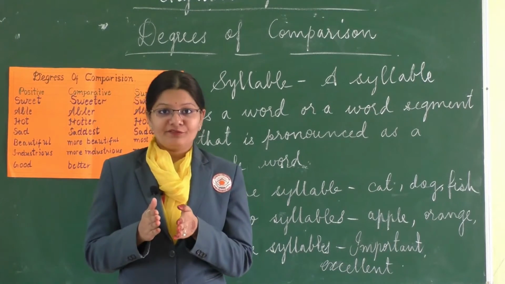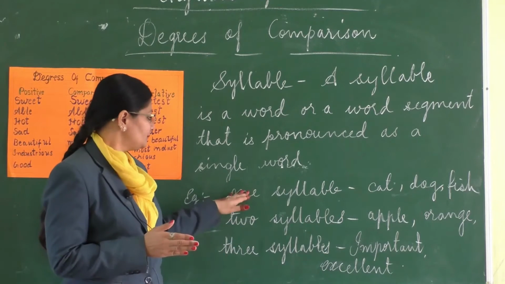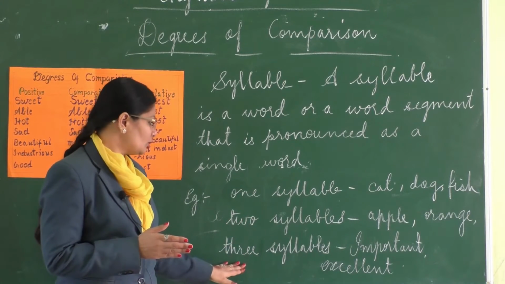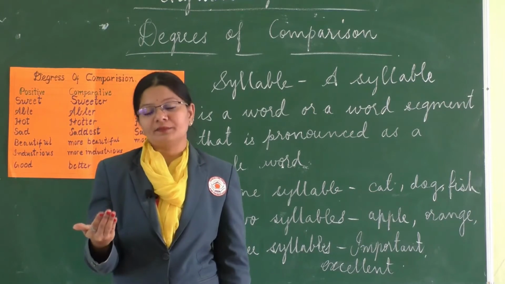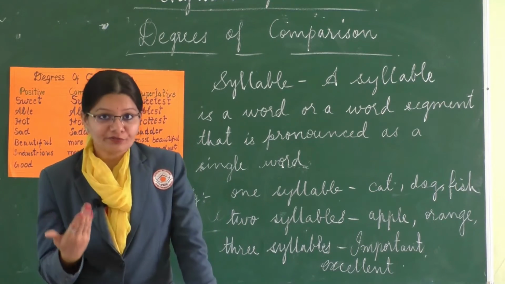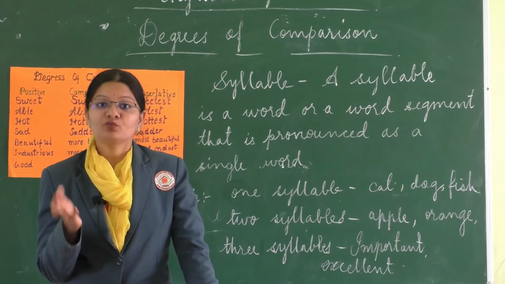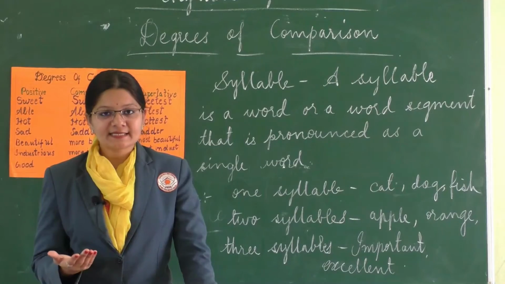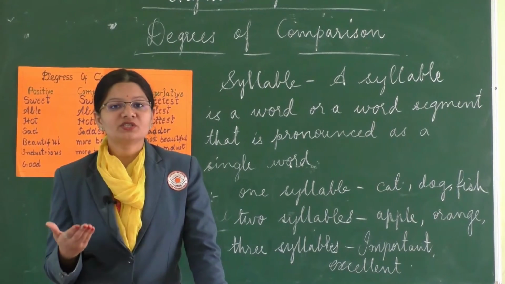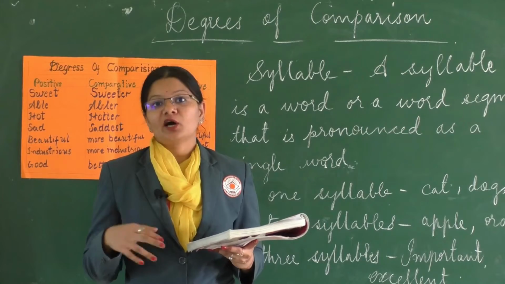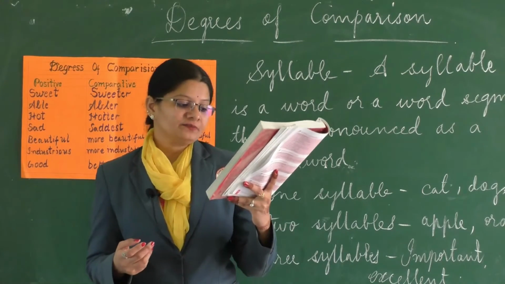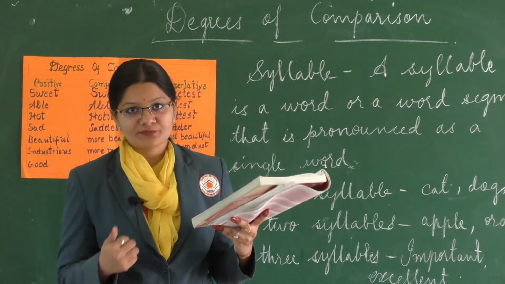Now when you have words with one syllable, two syllables or three syllables, then the way of writing those degrees of comparison will change. Now let's understand how the words will be written. So kids, let's understand how we form these comparative and superlative degrees.